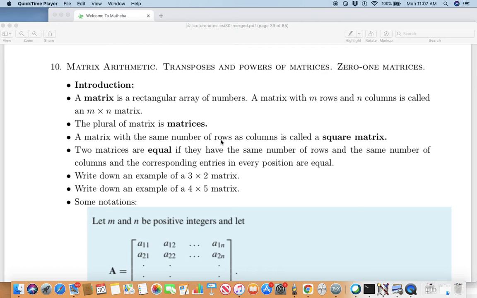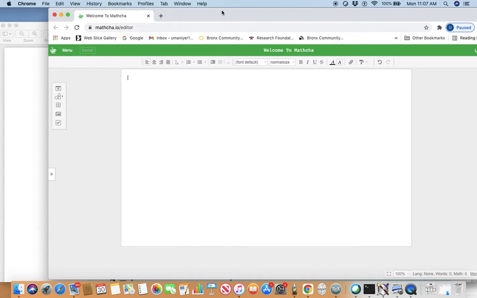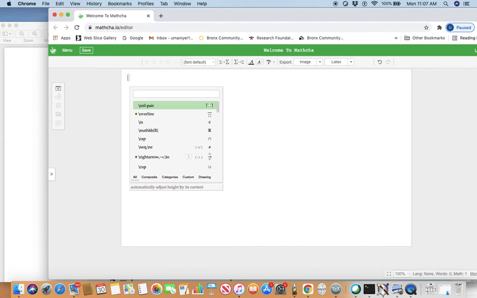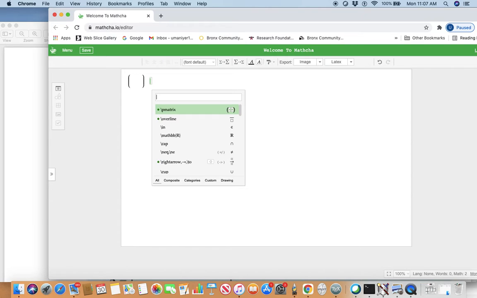So let's see an example before I proceed. Write down an example of a 3 by 2 matrix and a 4 by 5 matrix. You may write matrices with parentheses or you may write matrices with brackets. Okay?